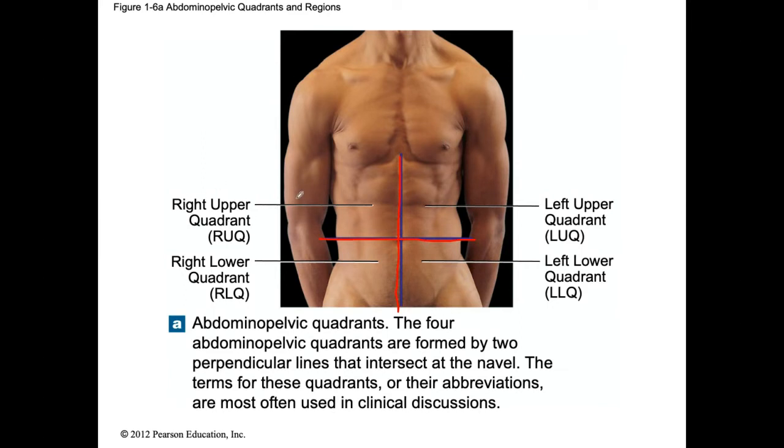Now remember, when we're looking, even though this is our reading left and this is our reading right, this is the person's or the patient's right shoulder and this is the patient's left shoulder. So this would make this the right upper quadrant and this the right lower quadrant. Then we have a left upper quadrant and a left lower quadrant. Okay, so those are the names of the quadrants.